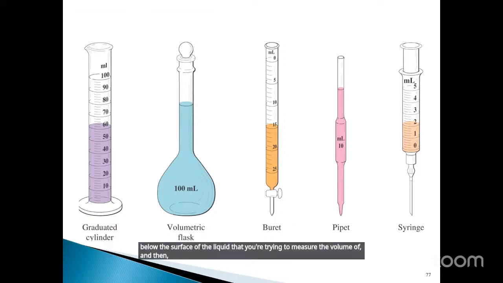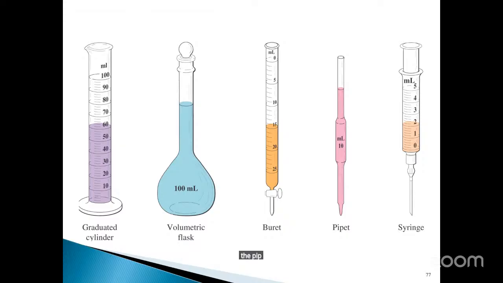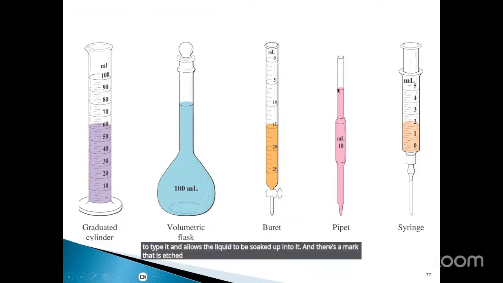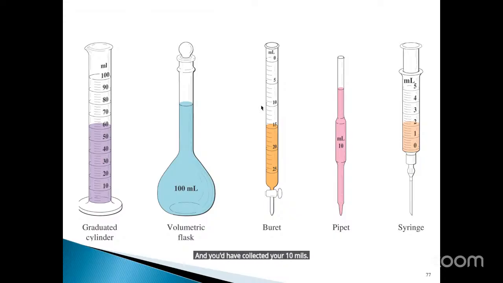The pipette filler, there are different designs. The one that we have in our lab has a wheel that you turn, which creates a vacuum inside the pipette and allows the liquid to be sucked up into it. And there's a mark that is etched here, which represents the particular volume. So in this particular case, if you want to measure 10 mils of the liquid, you just turn the wheel until the meniscus gets up to the 10 mil mark, and you'd have collected your 10 mils of liquid.